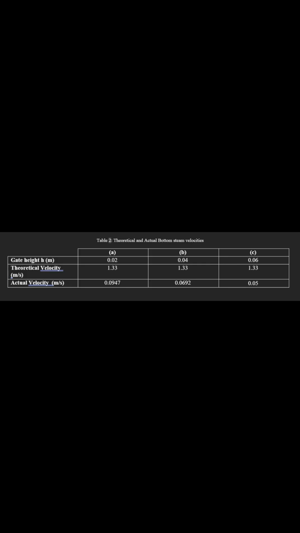Overall, the experiment clearly demonstrated how real flow deviates from ideal prediction, fulfilling the study's aim of linking theoretical understanding with real-world fluid behavior.